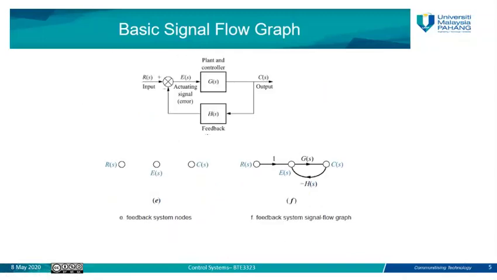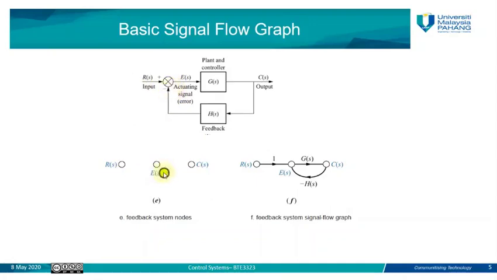This is the third topology that we have, which is the feedback topology. And this is the block diagram of feedback topology, consisting of GS and the feedback HS. In order to convert this block diagram into a signal flow graph, we need to identify the nodes and also the branches. So the nodes here represent the input node, which is RS, the output node, which is CS, and the intermediate node here is the summing junction, we call it ES.